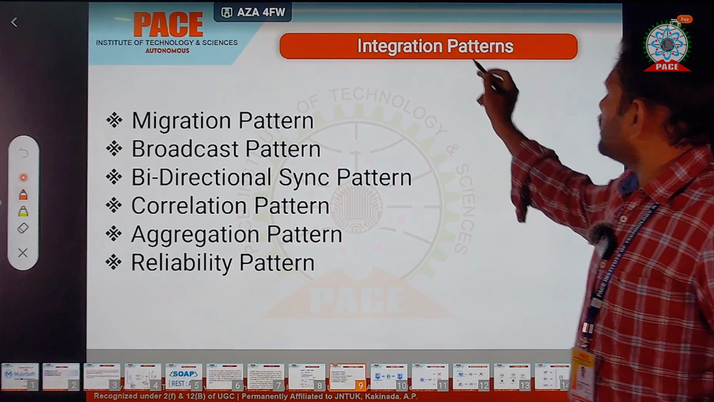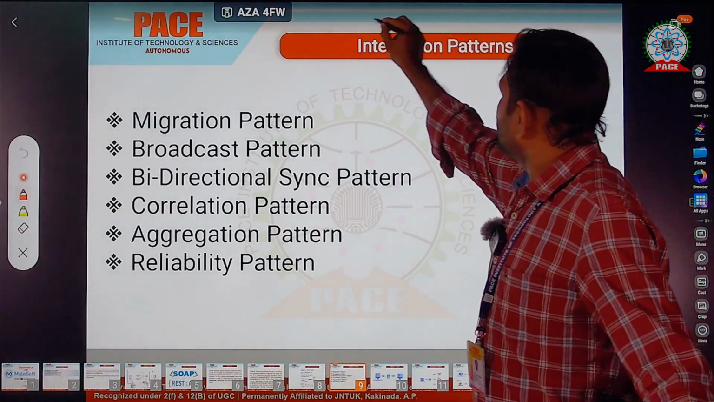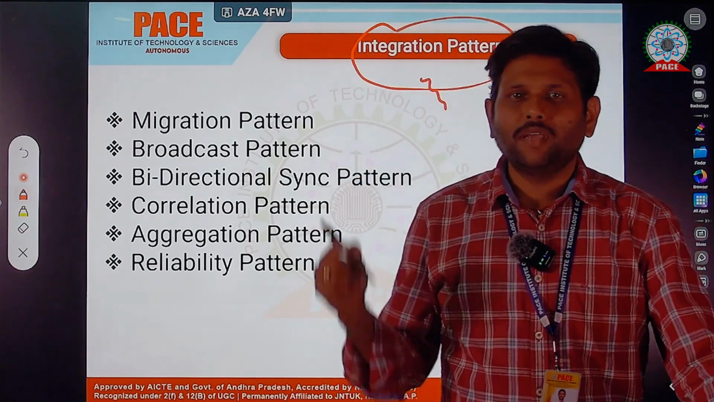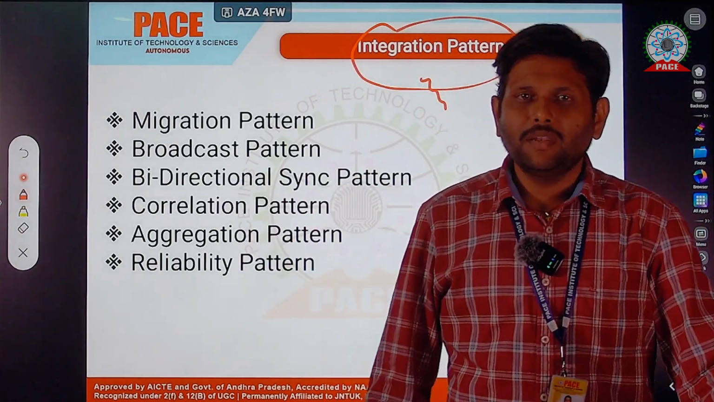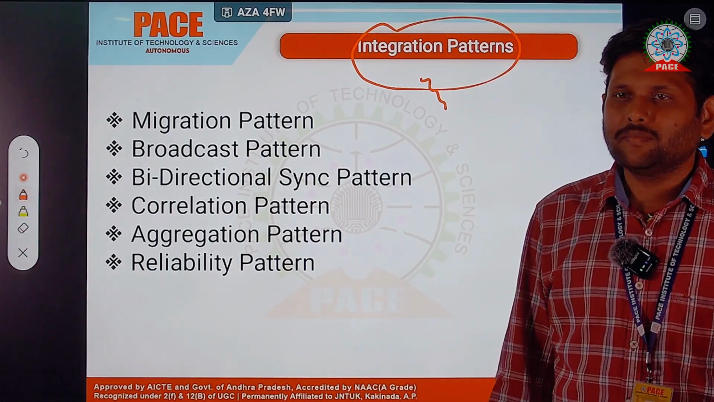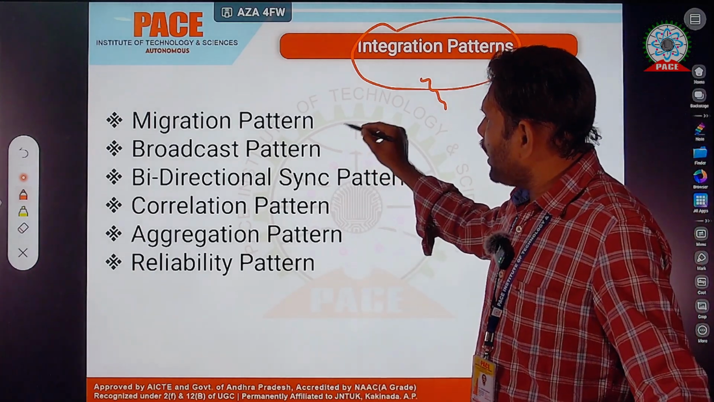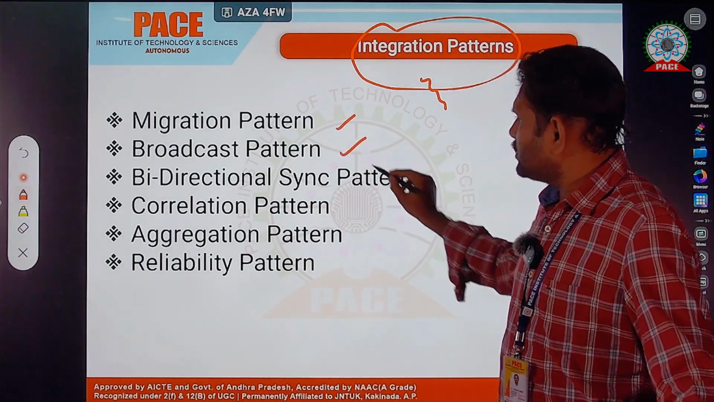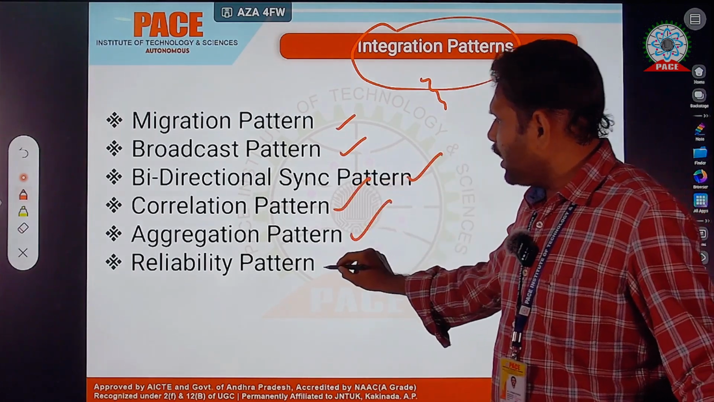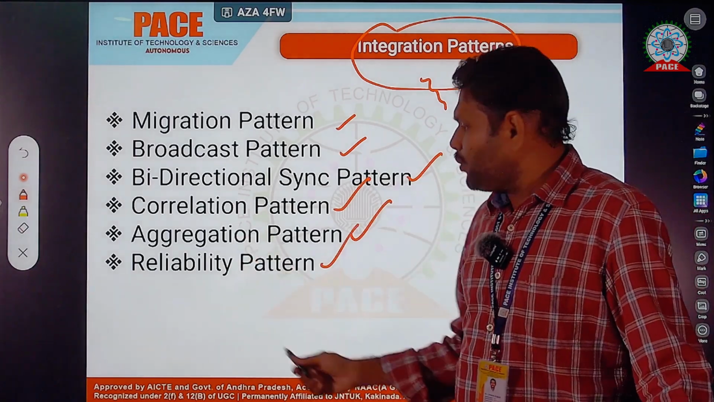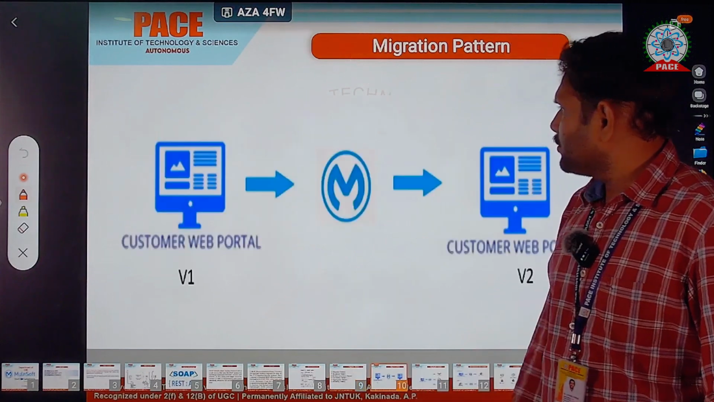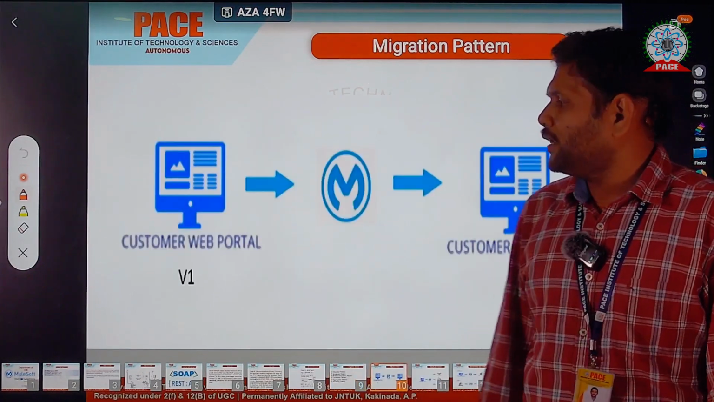Now we come to the major part in Mule API development: integration patterns. We say integration for transmitting the data. What are the different types of patterns we have for transmitting the data? We have multiple: migration, broadcast, bidirectional sync, correlation, aggregation, and reliability. We will see one by one how these patterns work and in which scenarios we can use each one. Let's see the first one, the migration pattern.